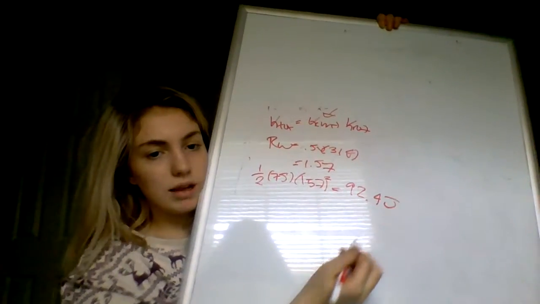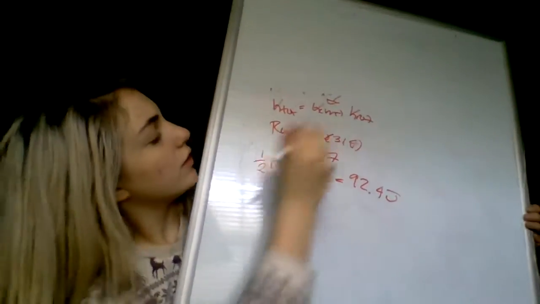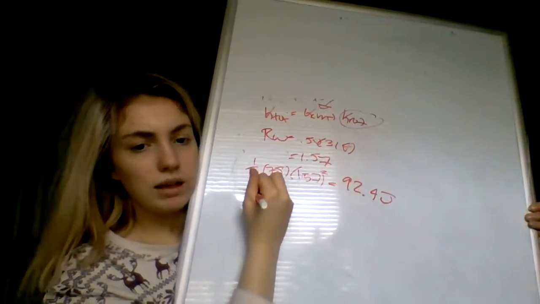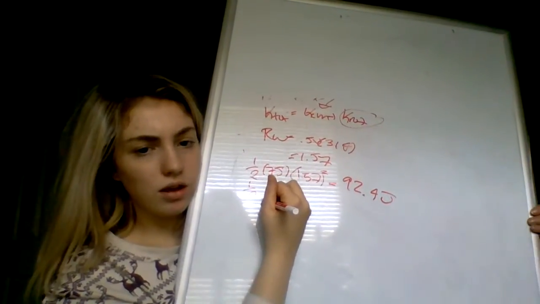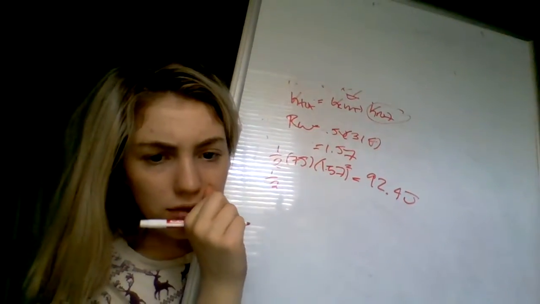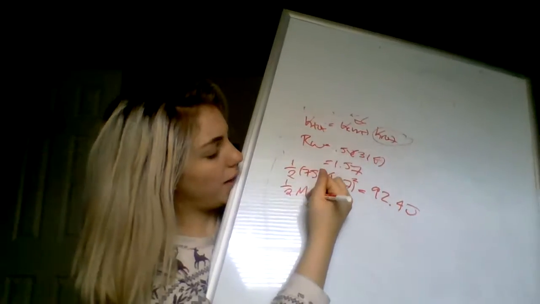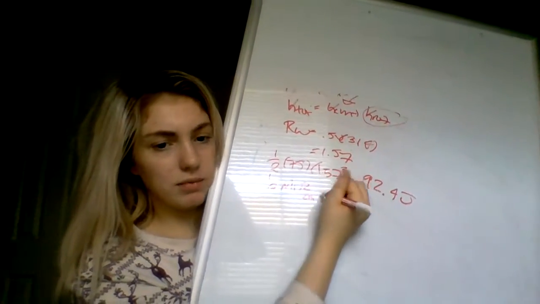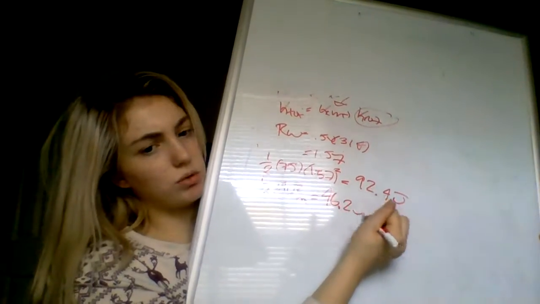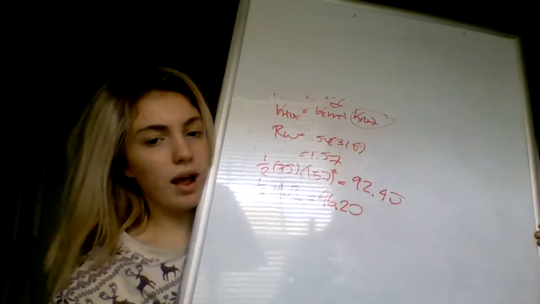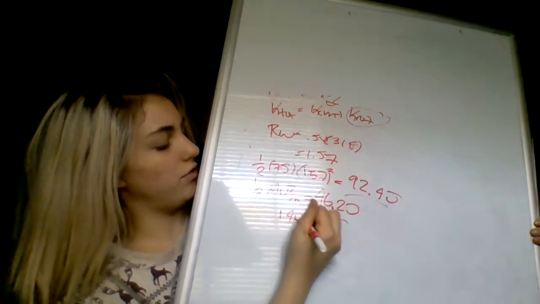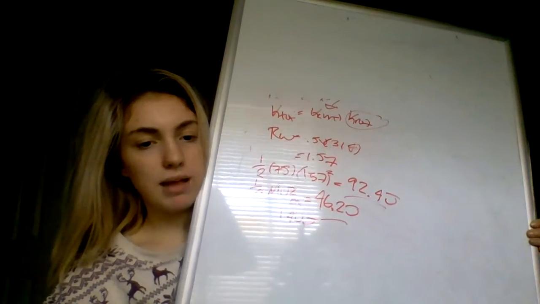92.4 joules. And then for the rotational, for this one, I'm going to do 1/2 Iω squared, and I just get 46.2 joules. And then for the total, I add this number to this number, and I get 140 joules. That was part A.